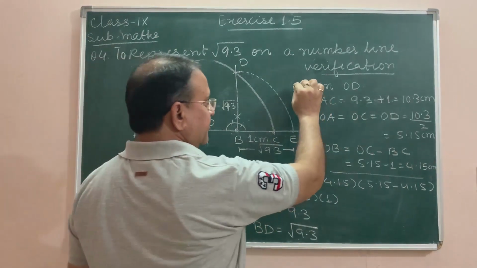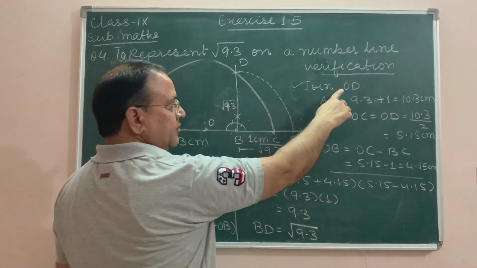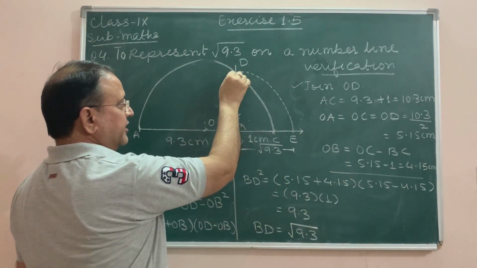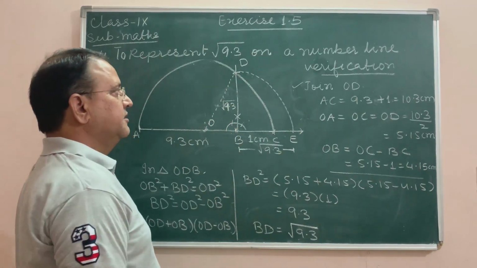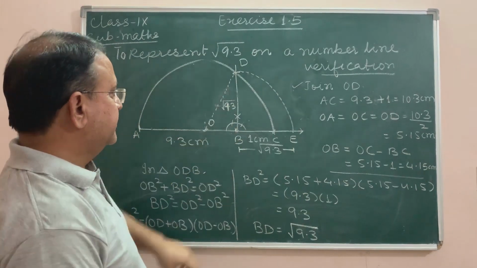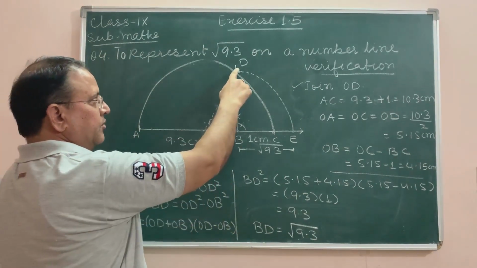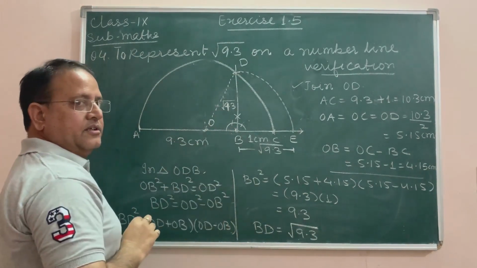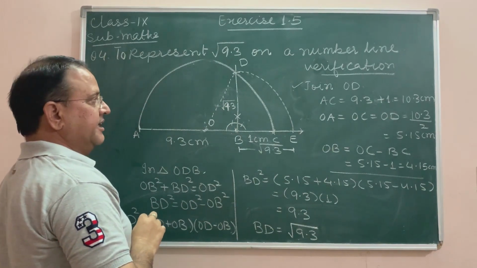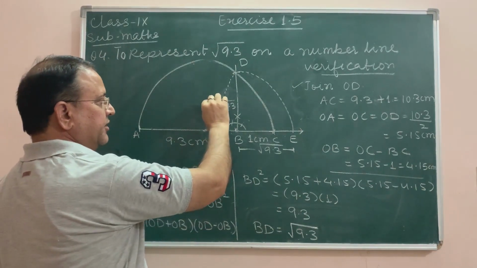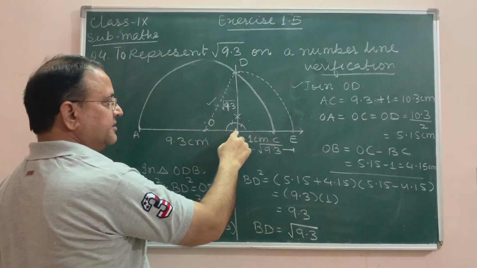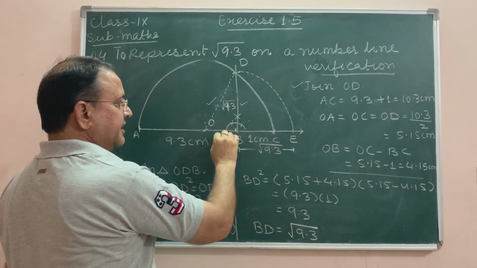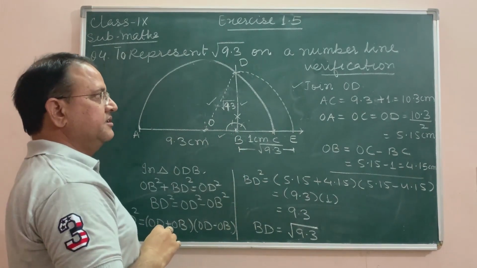First step, we have to join OD. Now in triangle ODB, we have to find 3 lengths. First length is OD, second length is BD, and third length is OB. These 3 lengths we have to find.